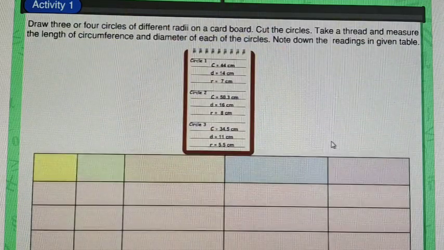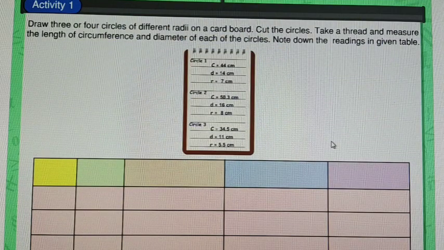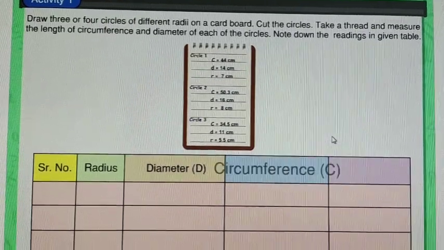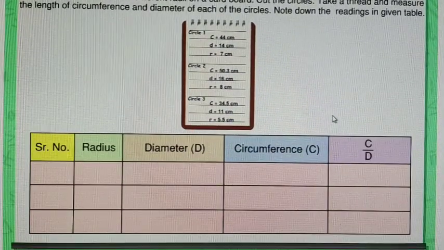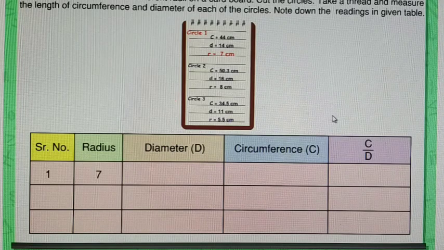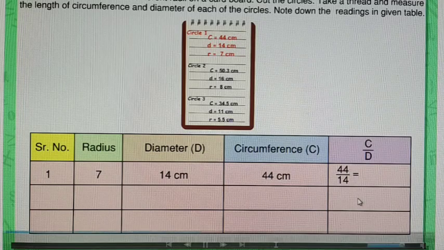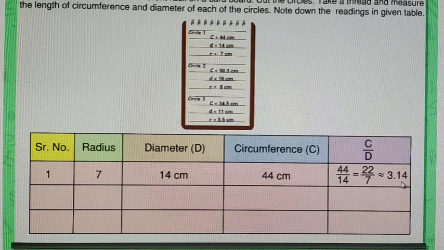Now let's complete the table which is given in your textbook. And diameter is 14 centimeter. Circumference is 44 centimeter. Now we will do division of circumference and diameter, that is 44 upon 14, which is equals to 22 upon 7, which is approximately equal to 3.14.